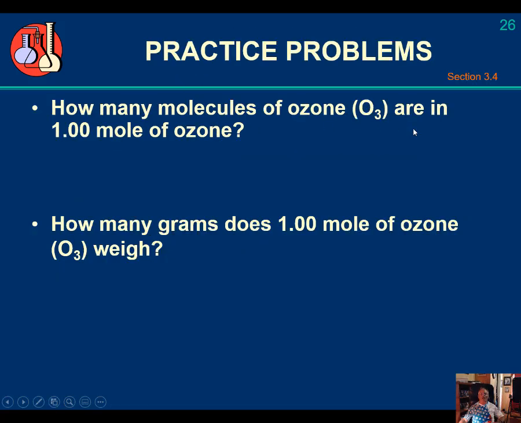So how many molecules of ozone are in 1 mole of ozone? Well, that's pretty easy because 1 mole is equal to 6.022 times 10 to the 23rd of whatever you're talking about. And if we're talking about ozone, that means that we're going to have 6.022 times 10 to the 23rd molecules of O3.